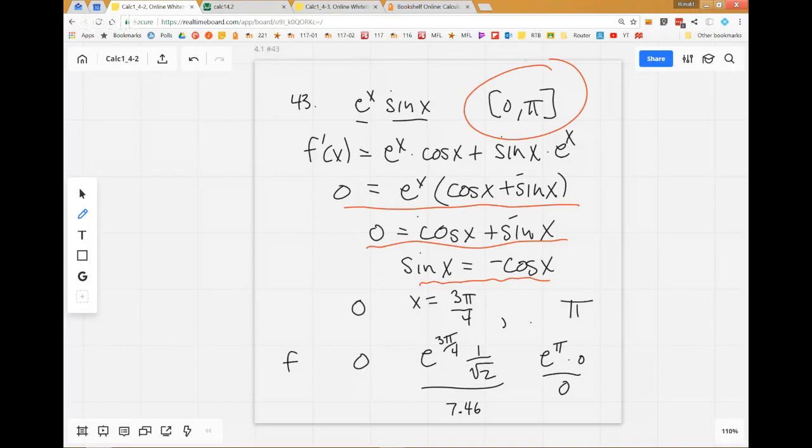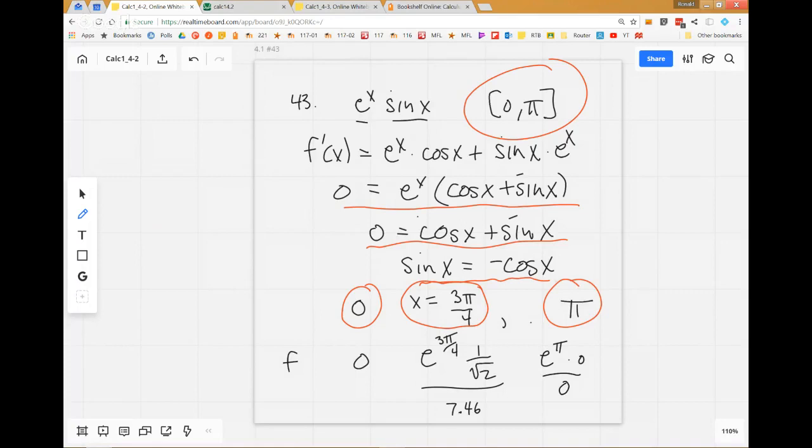What is a 45-degree angle in the second quadrant? Halfway between pi over 2 and pi would be 3 pi over 4. So there's our critical value: x equals 3/4 pi. All right. Now add that to the beginning and the end of the interval. And now we've got the values that we need to check out. So go back to the original function.